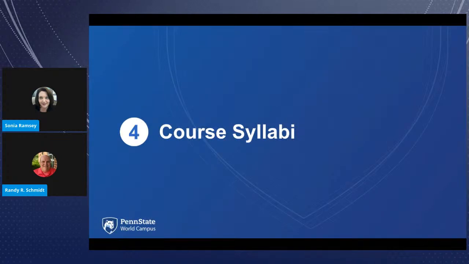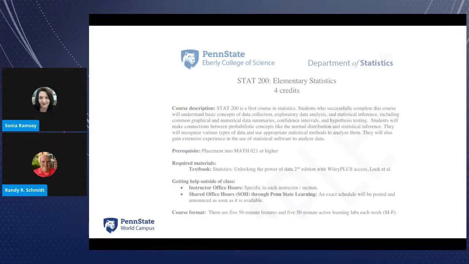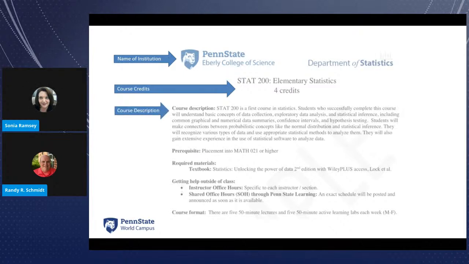Thanks, Randy. Now we'll talk about course syllabi. A syllabus is a document that communicates information about a course and maps out student expectations and responsibilities. A syllabus should include the following information: the name of the institution, preferably on school letterhead, the number of course credits, an official course description, a list of any prerequisites the course required, a list of textbooks, and the title, author, and publication date for any readings used during the course.